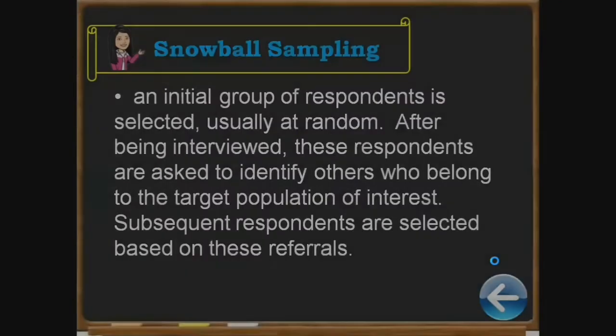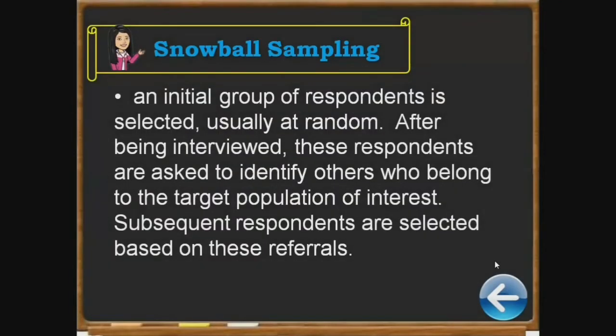Then, snowball sampling, an initial group of respondents is selected, usually at random. After being interviewed, these respondents are asked to identify others who belong to the target population of interest. Subsequent respondents are selected based on these referrals. So, magpapa-online survey ulit ako. I need sample respondents. So, ang respondents ko, pwedeng working students. Okay? So, kailangan ko ng mga working students para mag-answer ng survey ko.